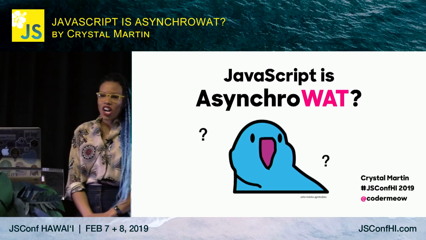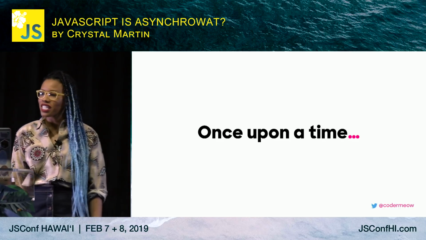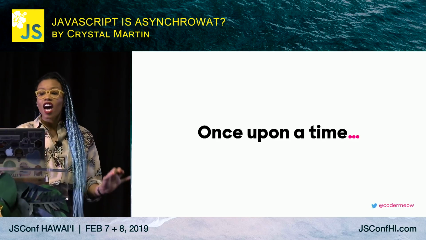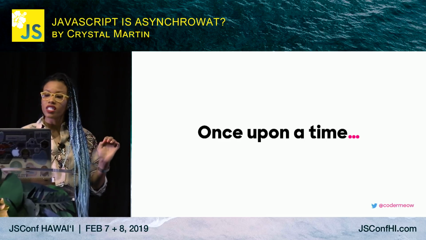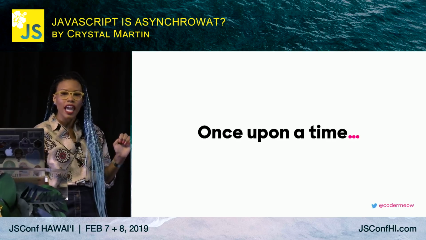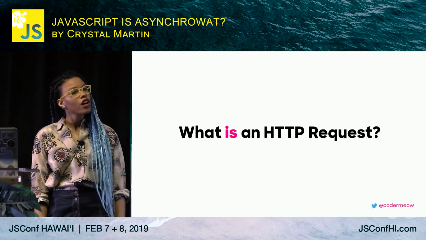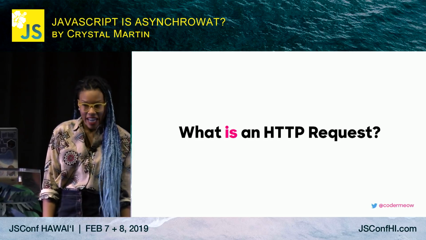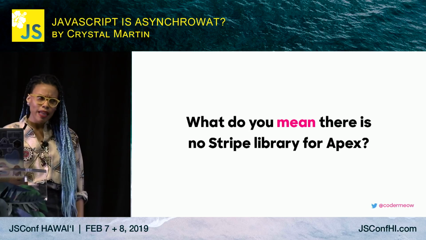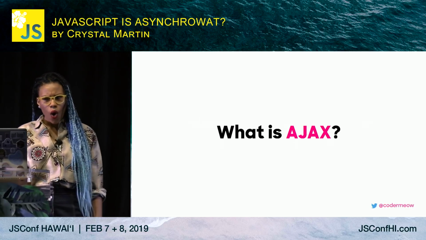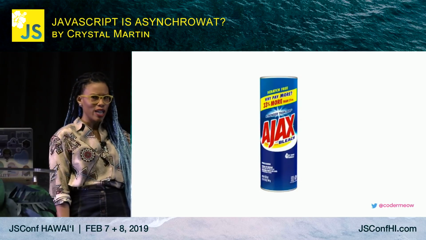So I want to start with a story. Once upon a time, there was a junior dev that was given the task of integrating Stripe payments with Salesforce using JavaScript and Salesforce's Java-based proprietary language, Apex. Some of the questions that this junior dev asked: What is an HTTP request? What do you mean there is no Stripe library for Apex? What is Ajax? I thought this is what Ajax was.